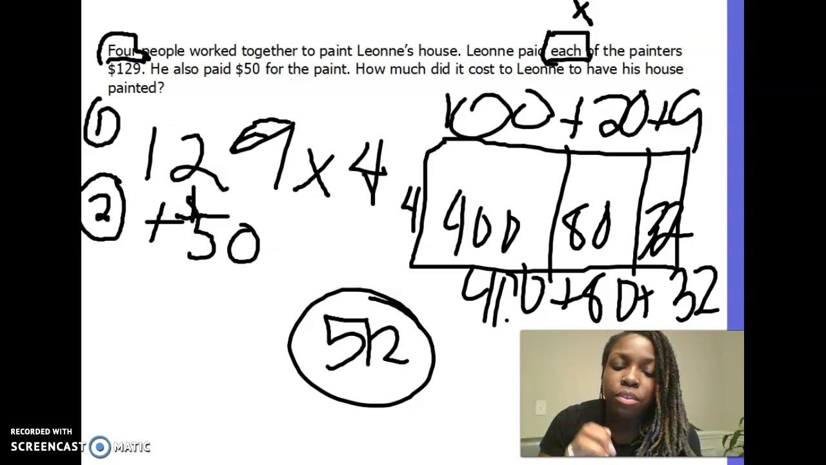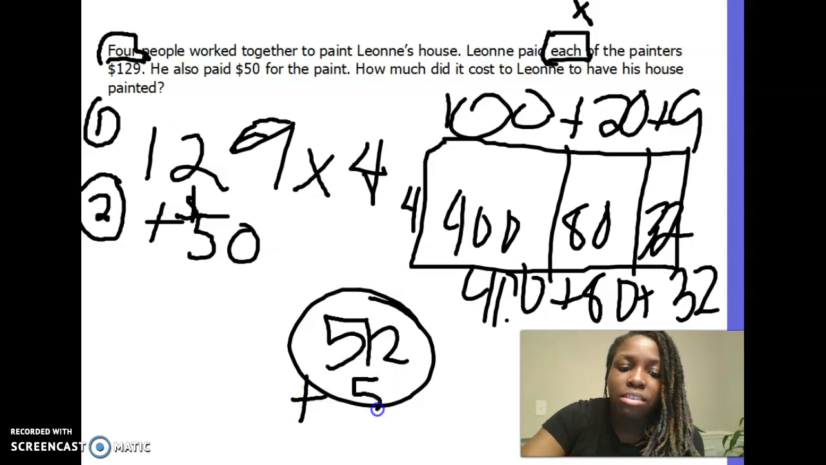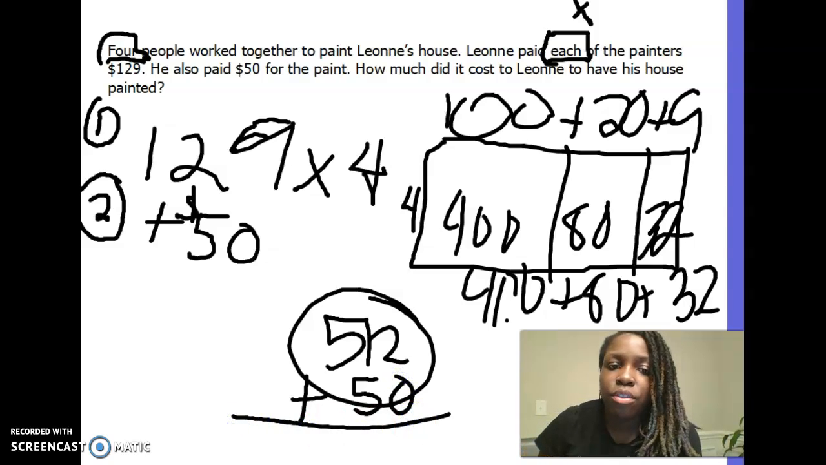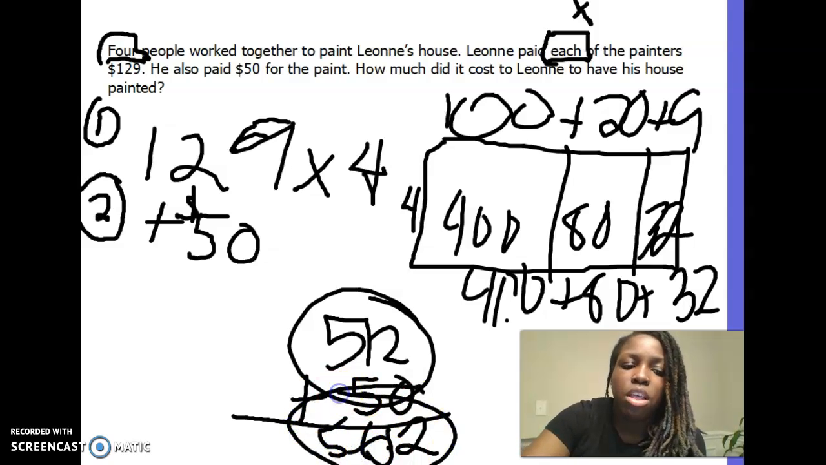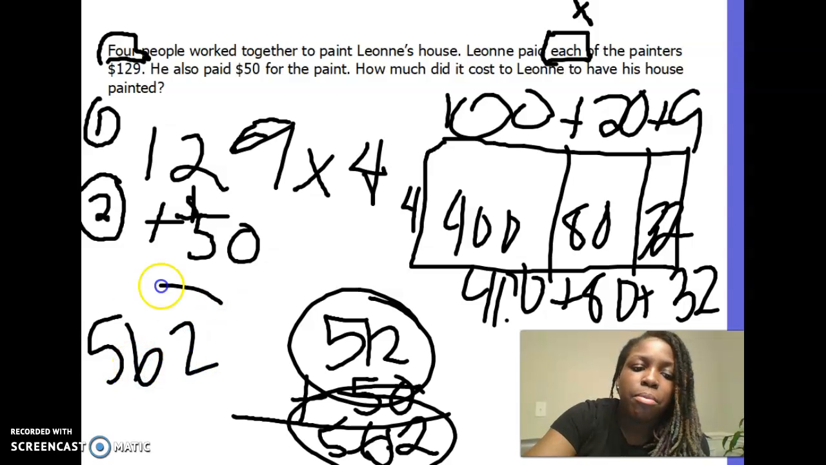Now he also paid $50 for paint. So that means I have to add, we said we're adding $50 more. So let's add $50 more. After he adds $50 more for the paint, how much should it cost Leon to have his house painted? Good job. So 0 plus 2 is 2, 5 plus 1 is 6, 5. So $562. So this is like a multi-step problem.